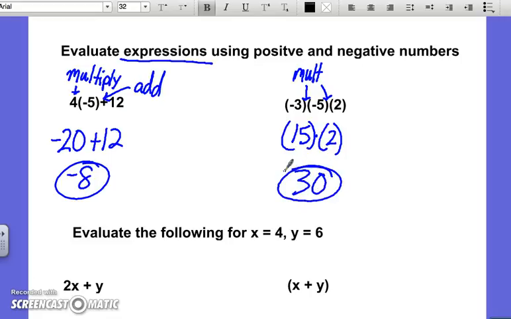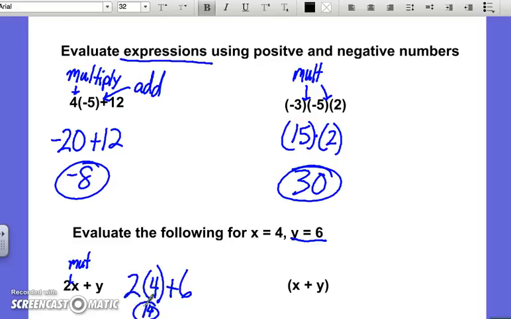So look at the bottom. Evaluate the following for x equals 4 and y equals 6. Here again, we're not solving. They're just expressions. But what we're going to do is plug in. It says that x equals 4. So right here where it says 2 times x, just like before, there's no symbol in between, so that means we multiply. This really says 2 times 4 plus y. We know from up here that y equals 6. So we have 2 times 4, which is 8. 8 plus 6 is 14. So our answer for this one is 14.